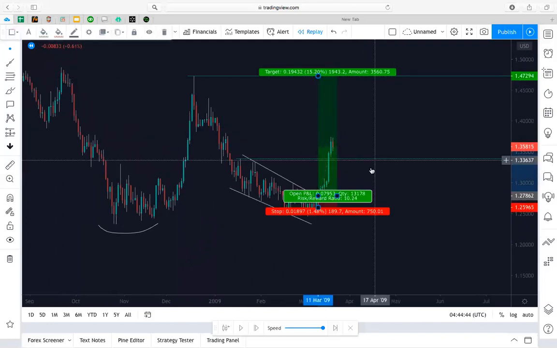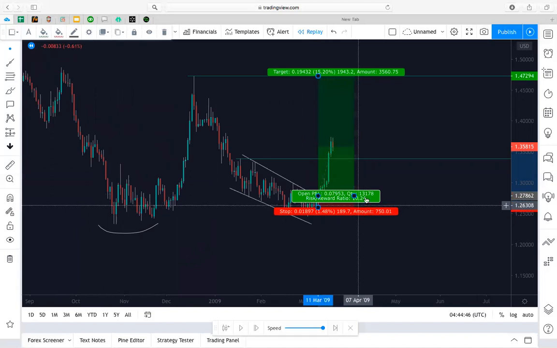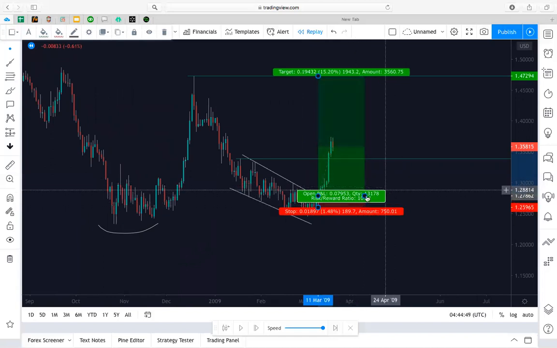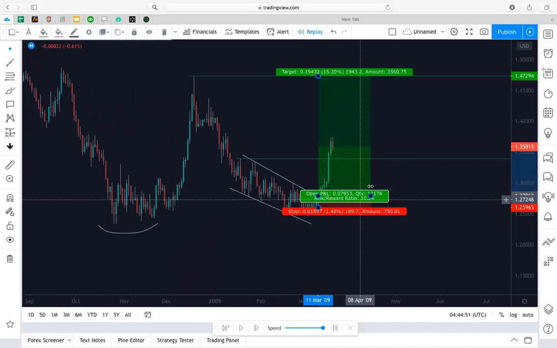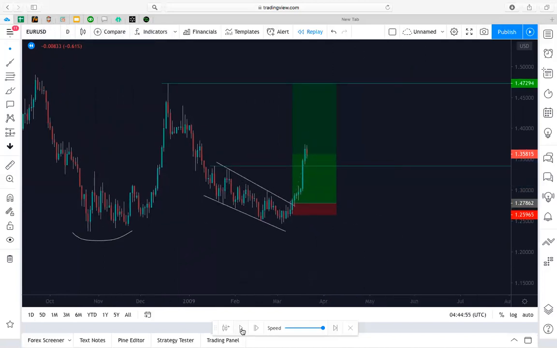So here we'd be targeting this level, which would give us a risk to reward of 1 to 10. So we're risking 1% and we're gaining 10%. So let's keep price moving and see how we adjust.